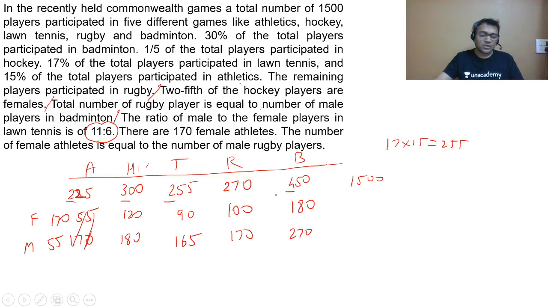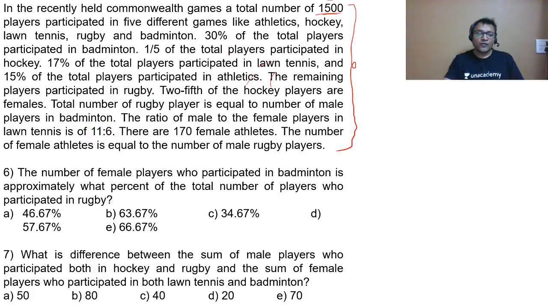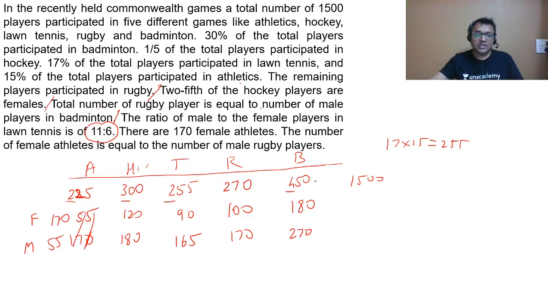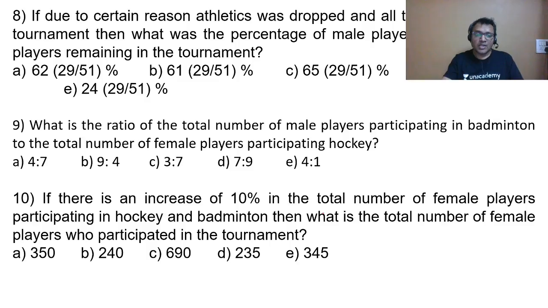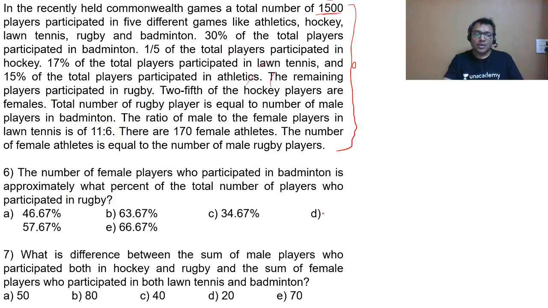Yeah, good evening, Kushal. So the number of female players who participate in badminton. Female players in badminton is 180, approximately what percent of the total number of players who participate in rugby? Total rugby is 270. So 180 upon 270 is nothing but 2 upon 3, which is nothing but 66.67 percent.